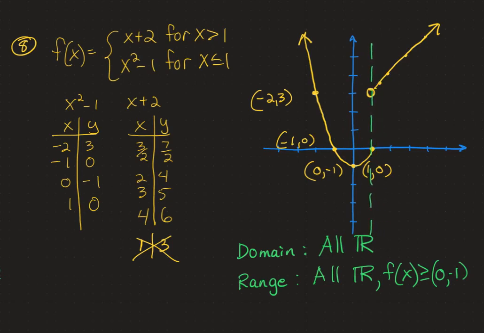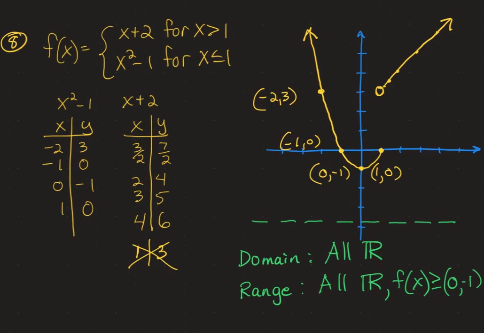It is not what it would be if 1 were included in the second part of the function, but there is only one value at 1. That value is, if you put a 1 in, it has to go into x squared minus 1, which leaves you with the function value of 0. So domain is all real numbers.